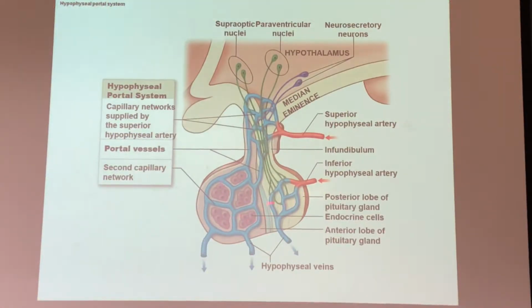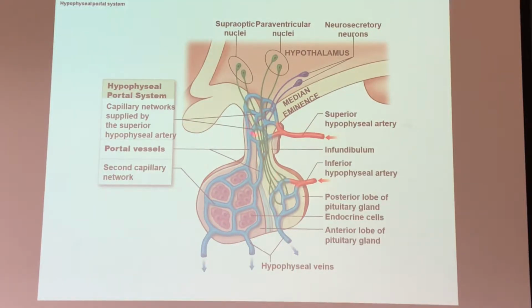So here you can see part of the hypothalamus. This green one is the paraventricular nucleus, and these are the neurons, and they go and release oxytocin and ADH. Then these are the blood vessels. This is actually the artery, and these are the veins, because whatever hormone is released has to go into the blood circulation.